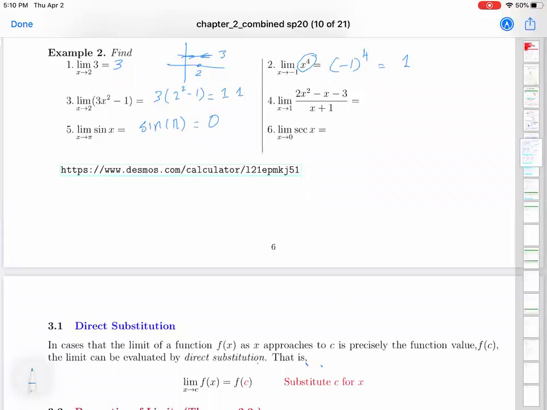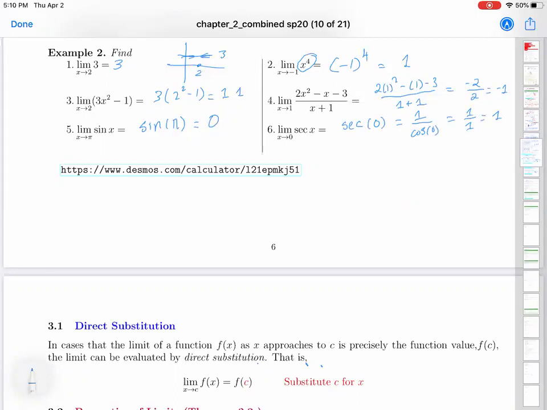Okay. Number 4, if I plug 1 into the functions, I don't have any problem at all. So this should be 2, -4, -2 over 2 is -1. And then what is the secant of 0? Secant is 1 over cosine. So cosine of 0 is 1. So it should be 1 over 1 equals 1.